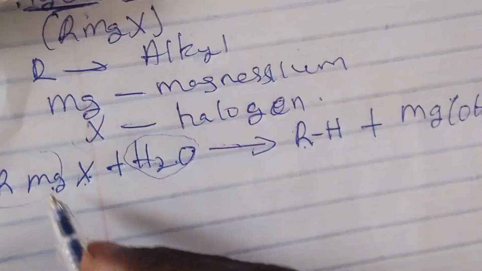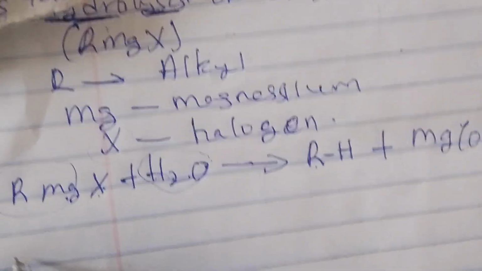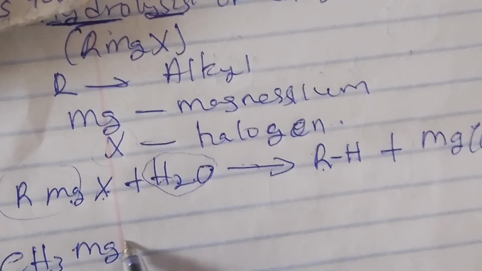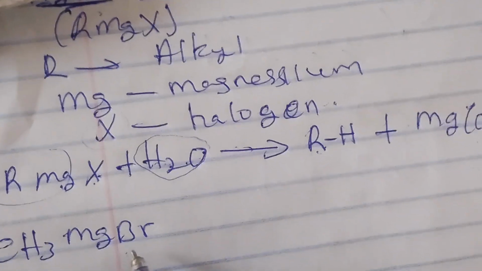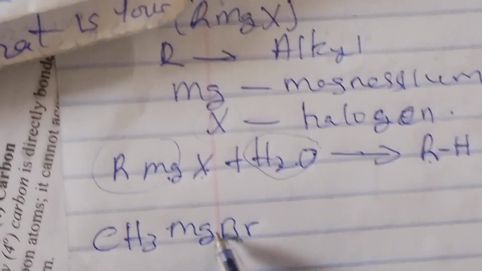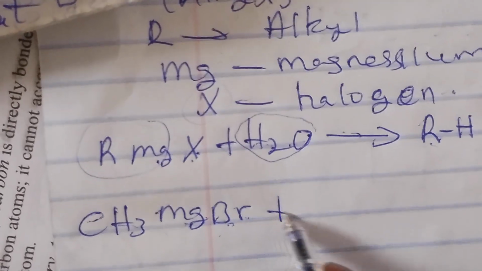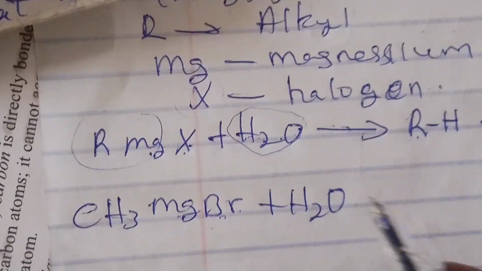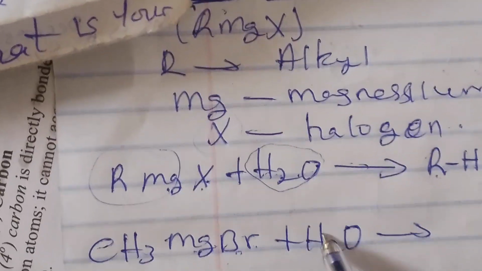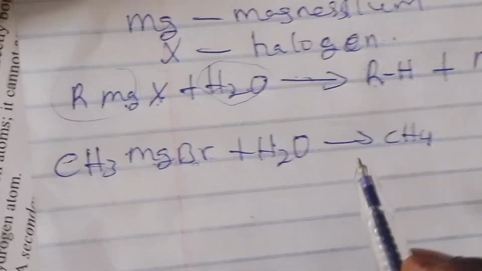Now then I'll say that we have another example, maybe we have CH3MgBr. This one is called methyl magnesium bromide, plus H2O. What will it give us? Just remove one hydrogen atom here, put CH4.